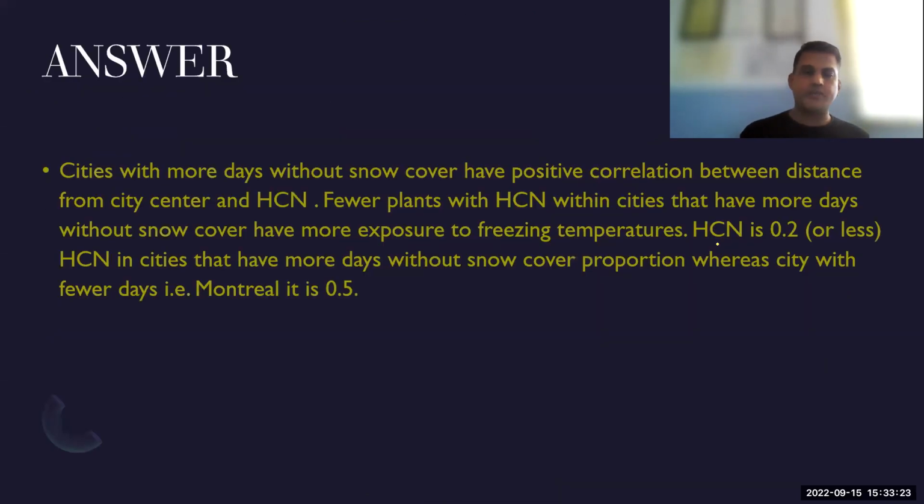Right? The answer is cities with more days without snow cover have a positive correlation between distance from city center and HCN. Fewer plants with HCN within cities that have more days without snow cover have more exposure to freezing temperatures. HCN is 0.2 or less in cities that have more days without snow cover, whereas a city with fewer days, Montreal, is almost close to 5.